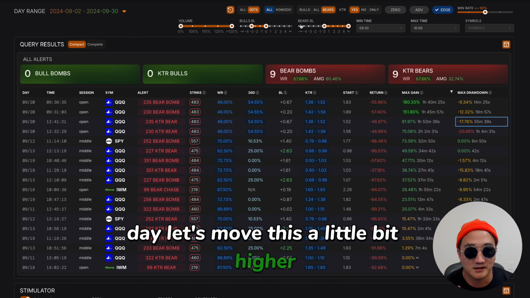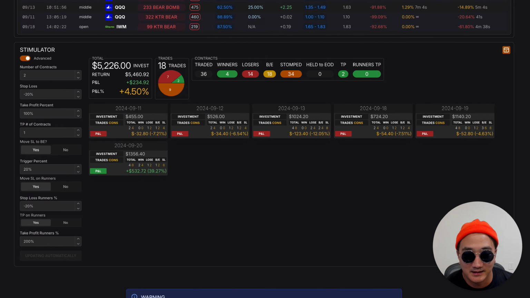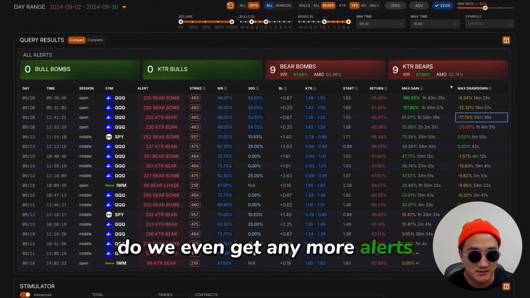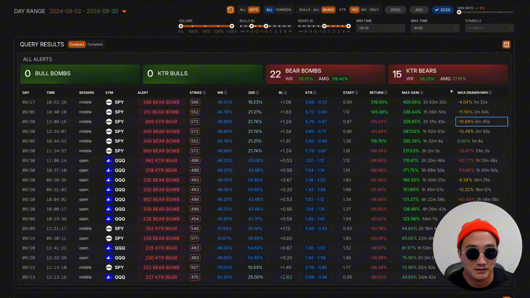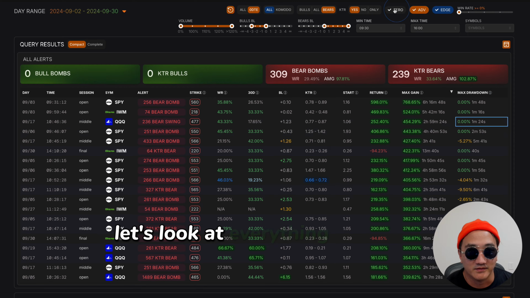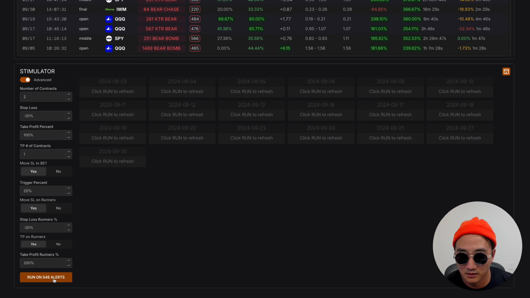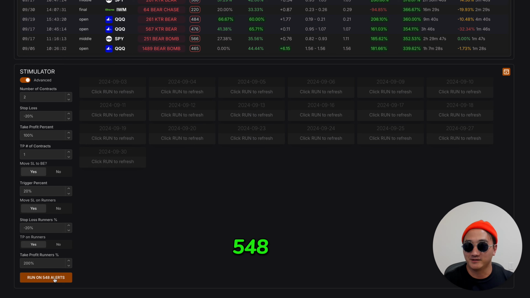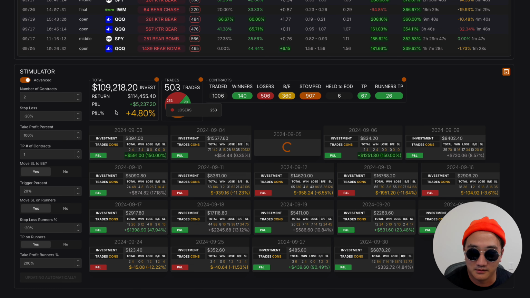Let's move this a little bit higher. So we're going 0 to infinity. Do we even get any more alerts? We don't. Wow, not a ton. Let's just move this win rate to 0. Let's look at everything and just see how it performed. 548. Oh. Well, it was looking good. Still positive? Unreal.